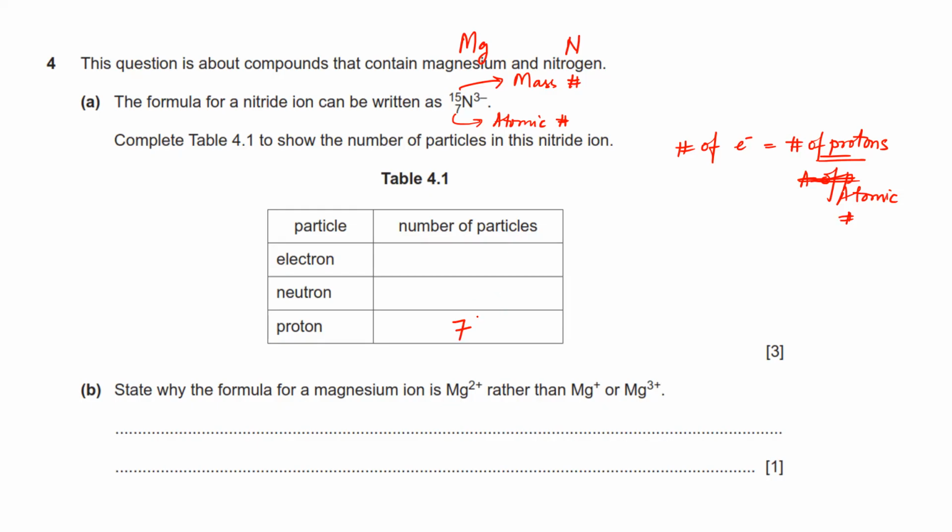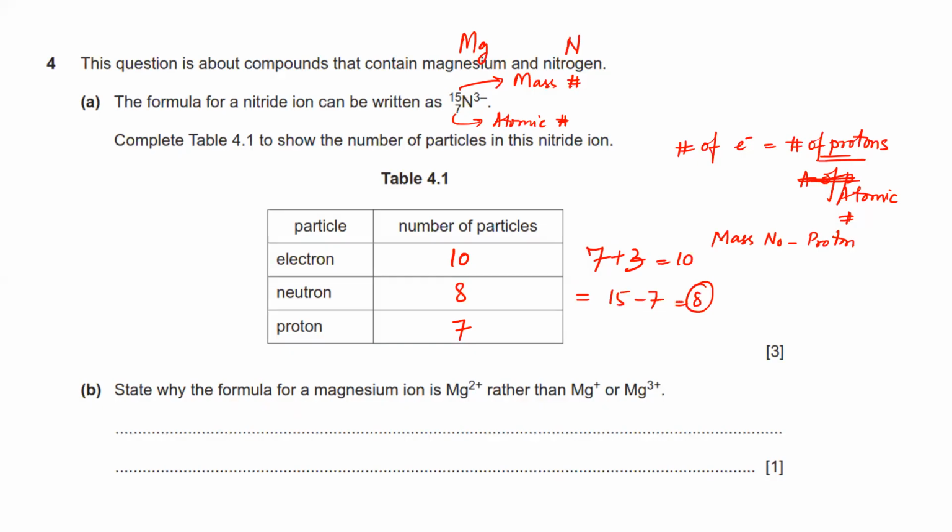Then number of neutrons is mass number minus protons. So neutrons is 15 minus 7, which comes out to be 8. So neutrons will be 8. And number of protons is equal to number of electrons in the ideal case, so 7 would be the ideal case, but we have a -3 sign. It means that it has gained 3 electrons. So number of electrons will be 10.